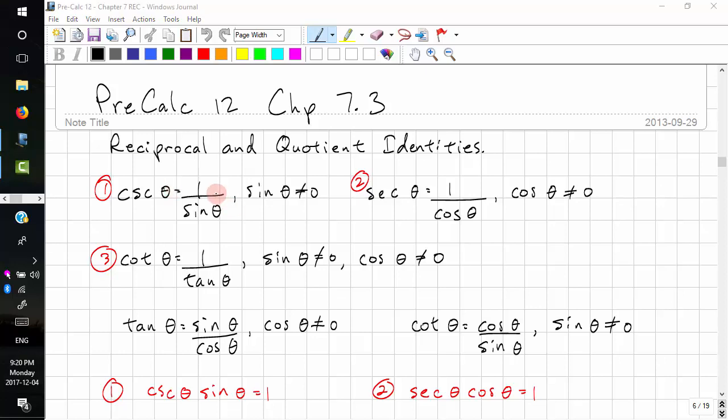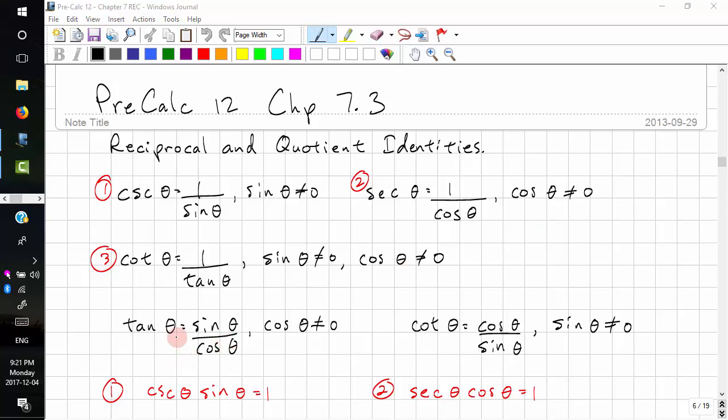Cosecant theta is 1 over sine theta, and sine theta is not allowed to be 0. Secant theta is 1 over cos theta, and cos theta is not allowed to be 0. Cotangent theta is 1 over tan theta, and here sine theta is not allowed to be 0, and cosine as well is not allowed to be 0.